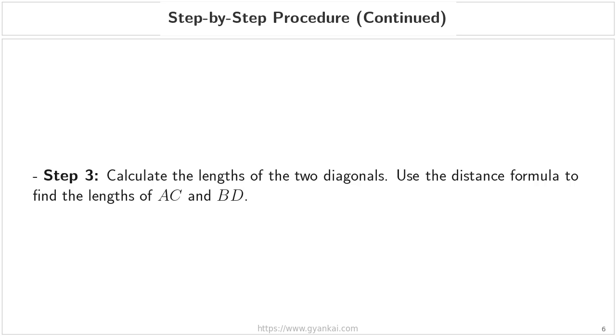Step-by-step procedure continued. In step 3, we need to calculate the lengths of the two diagonals. To do this, you will apply the distance formula once more, but this time, instead of looking at the perimeter, you are looking across the shape. You'll need to find the length of the segment from point A to point C, and then find the length of the segment from point B to point D.